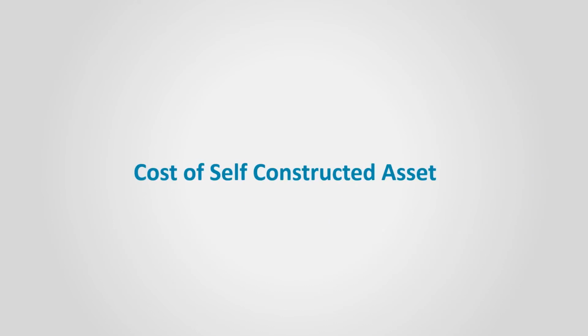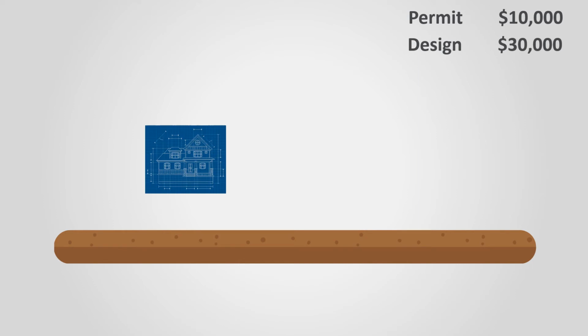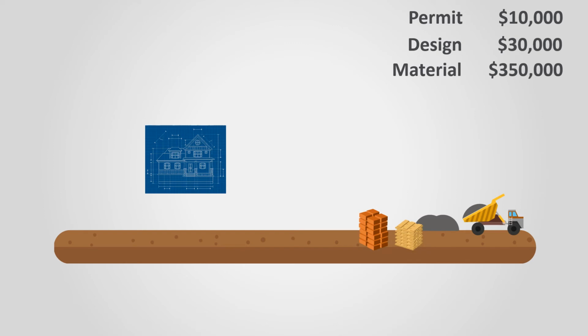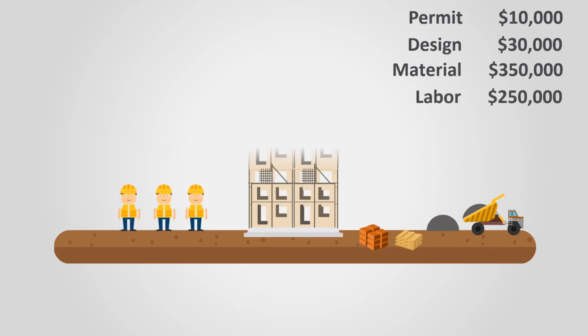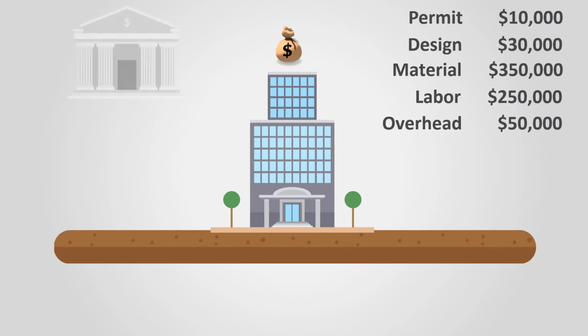Cost of self-constructed assets. Now let us assume that the company decided to construct the building by itself, as it is a construction company. It will still issue the building permit for $10,000. It paid the architect $30,000 for the design. It bought material for $350,000 and $250,000 for labor. Additional other costs incurred for constructing the building were $50,000. The company borrowed money from the bank to finance the construction of the building. The interest incurred until the building is ready for use is $20,000.